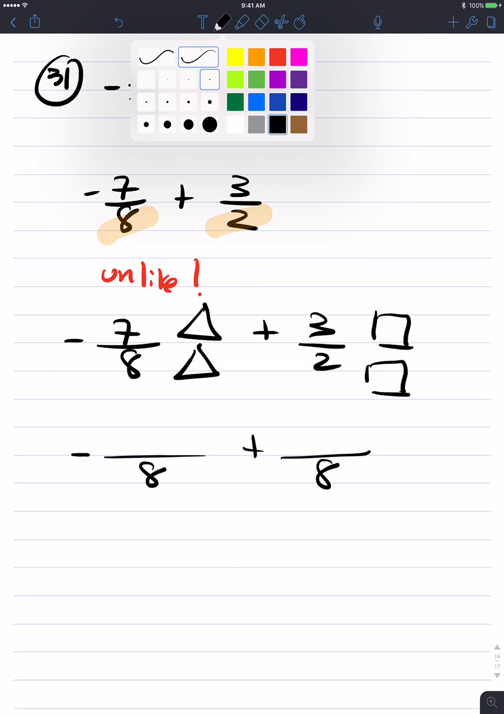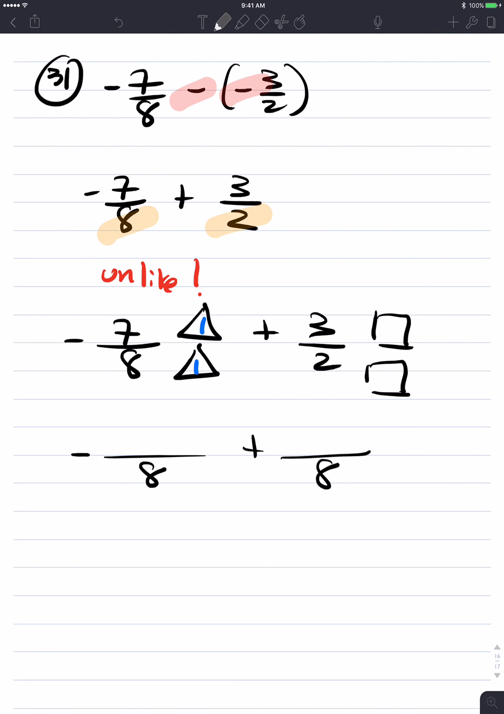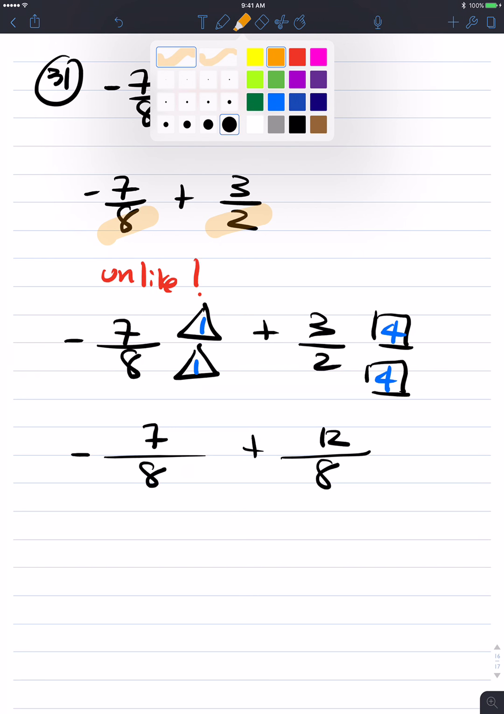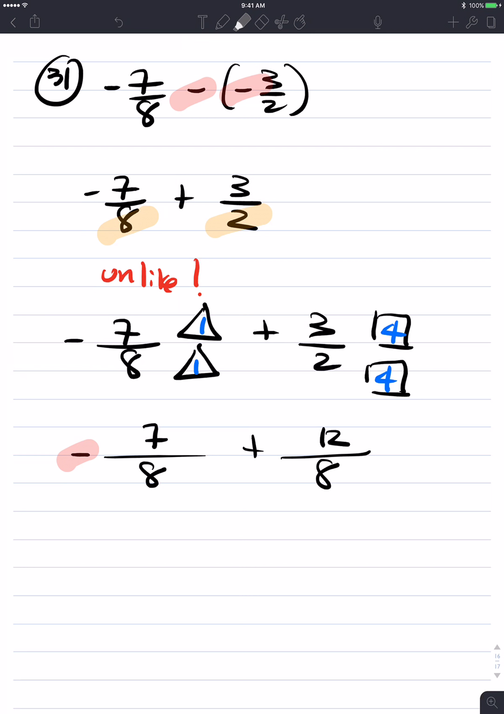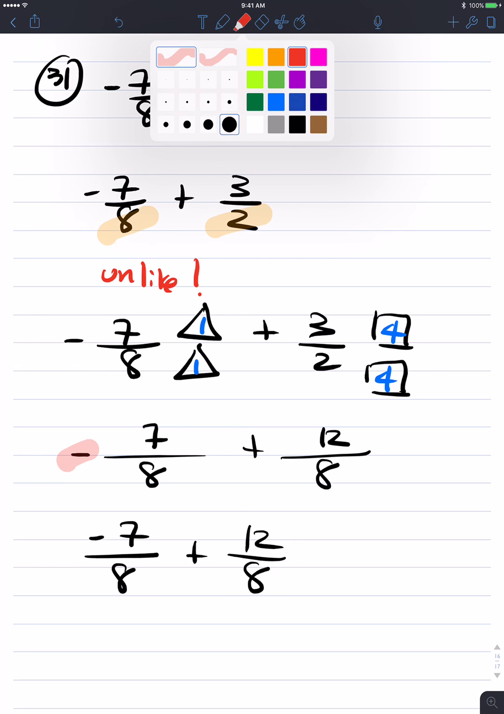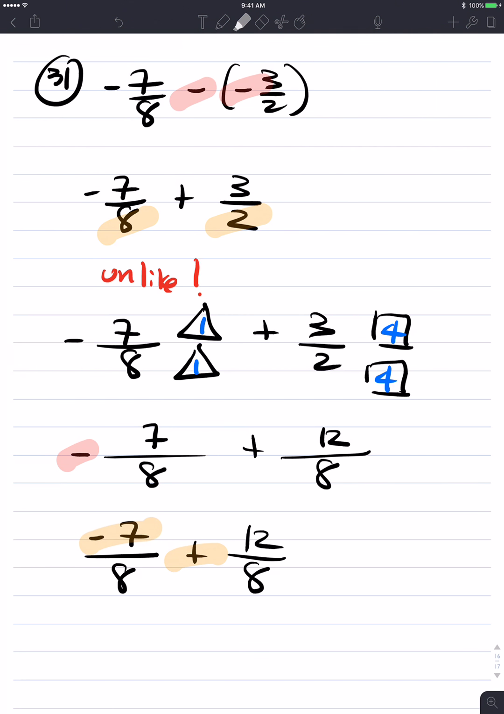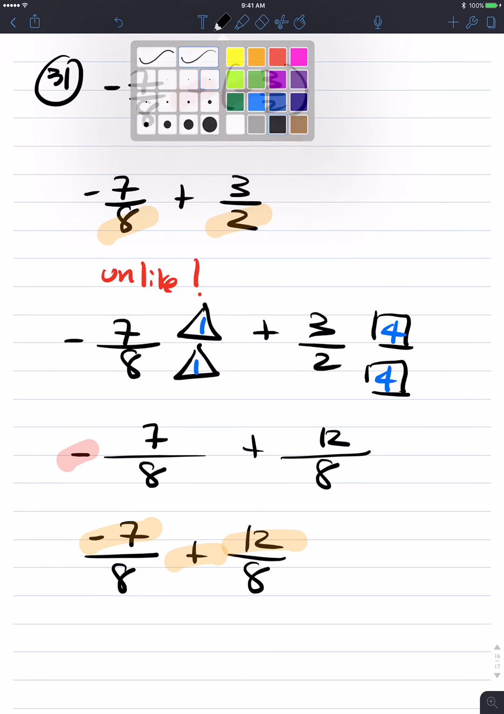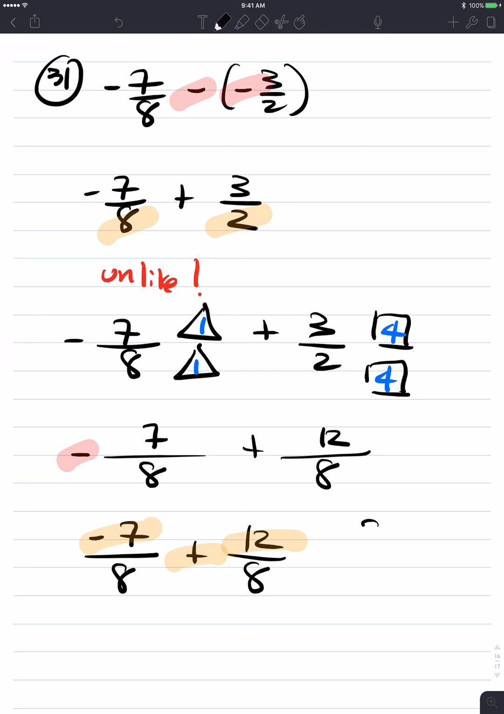So let's find what goes in our triangles and our squares. 8 times 1 is 8, and 2 times 4 is 8. So we're going to get negative 7 and 12. Keep your negative sign here at the same level, applied to the 7. And that way I can just do my arithmetic with my numerators. Meaning, take negative 7 and add it with 12. Negative 7 plus 12 is 5.